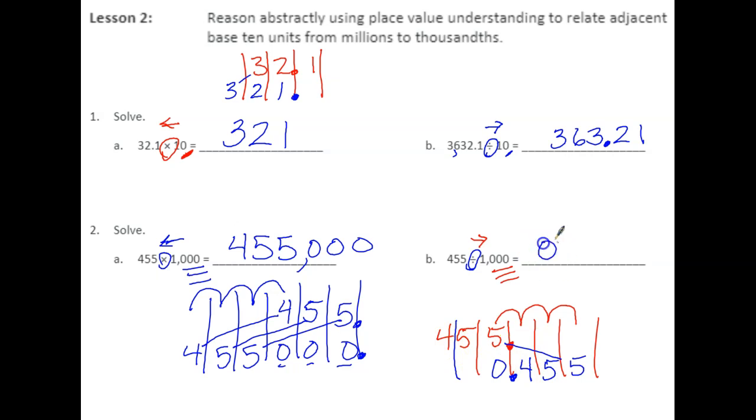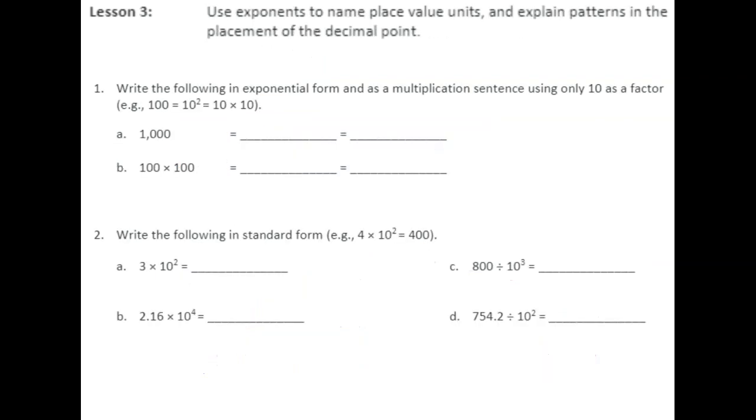And then my answer would be 455. What place value is that 5 in? Hopefully you said 1,000. All right. Now, if you notice, lesson 1 was concretely, we were drawing pictures. Lesson 2 is abstractly, we're slowly climbing up the staircase. Now we're moving on to lesson 3.